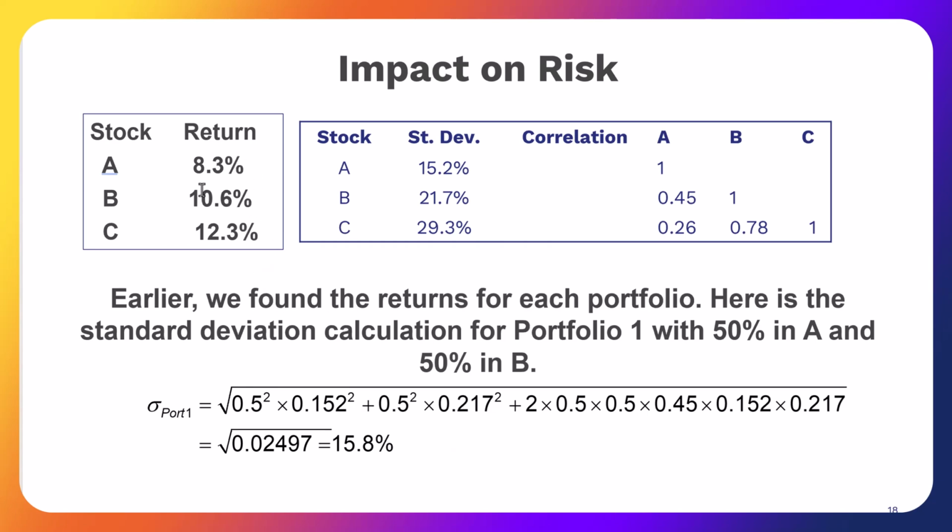Looking at these three assets and now their risk levels, we have the standard deviations for the three assets, 15.2, 21.7, 2.93. We also have the correlations between these assets. So earlier we found the returns of each portfolio. So here is the standard deviation for portfolio 1 that had 50% in A, 50% in B. We would end up with 15.8% standard deviation for that particular portfolio.